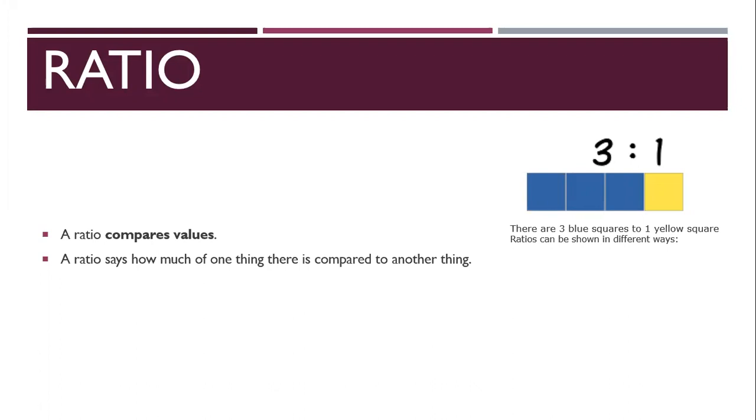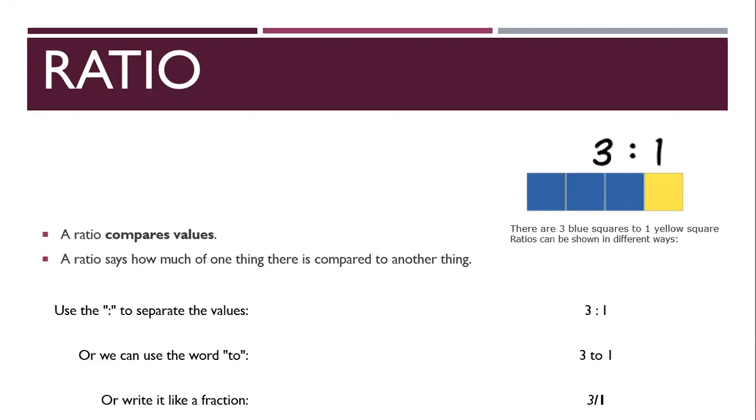Ratios can be shown in 3 different ways. We use the colon sign to represent the values, or we can use the word "to". And similarly, the ratio can also be used like a fraction.